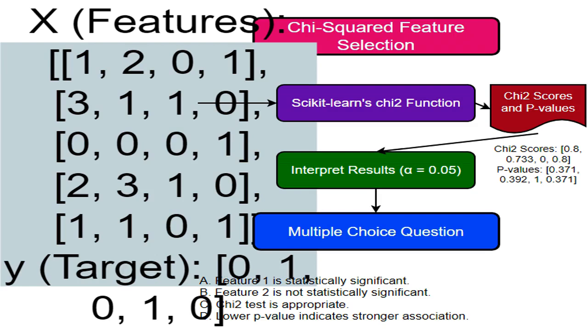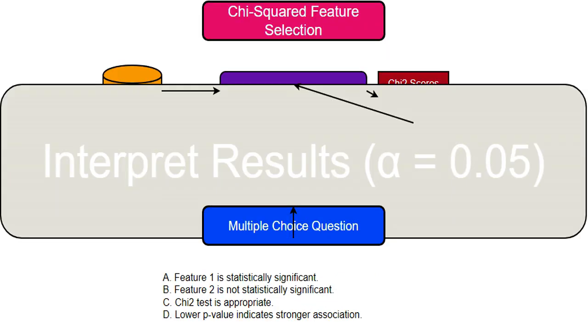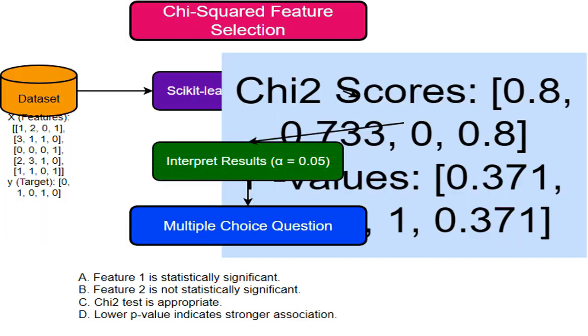These are the results from my chi2 test. Each score and p-value corresponds to a feature in the dataset. A lower p-value suggests a stronger relationship between the feature and the target variable. I need to interpret these results. My significance level, alpha, is 0.05. If a p-value is less than 0.05, I'll consider the relationship statistically significant. Otherwise, I won't. I have some multiple choice questions to answer based on my analysis of the chi2 test results.